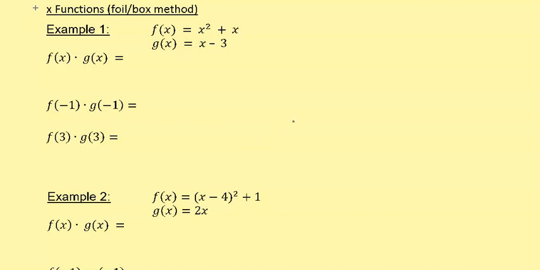Page 8 in the function operations pamphlet. It is all about multiplying functions. Example 1. f of x equals x squared plus x, and g of x equals x minus 3. So to find f of x times g of x, we'll just multiply them together.